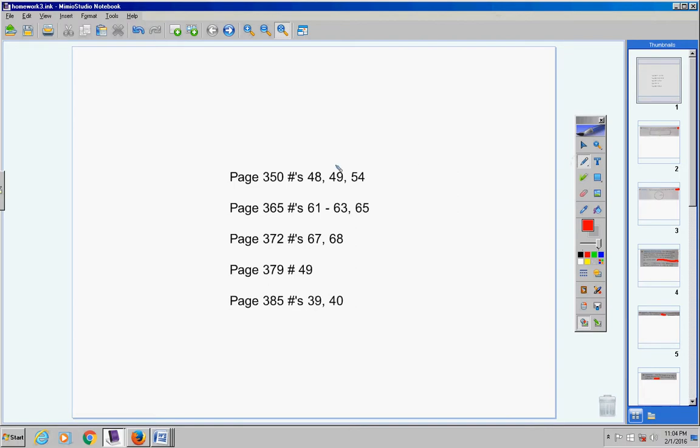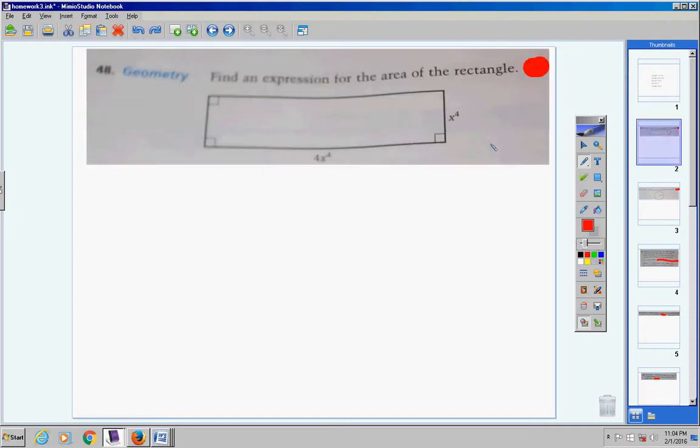this assignment right here. Let's go ahead and get started with these problems. Here we go. On page 315, numbers 48, 49, and 54. Number 48, find an expression for the area of the triangle.